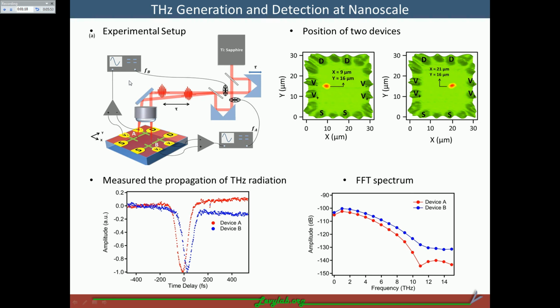Number one, we see the signal, and we do not see any interference in the signal. So that means this response cannot come from the interaction between optical fields.